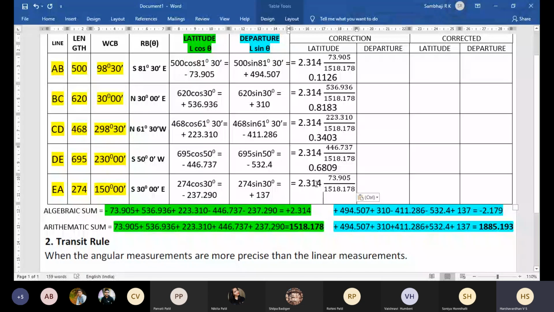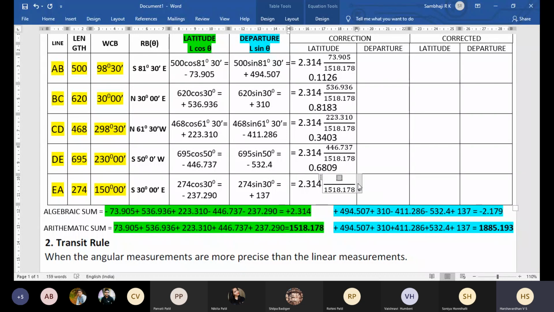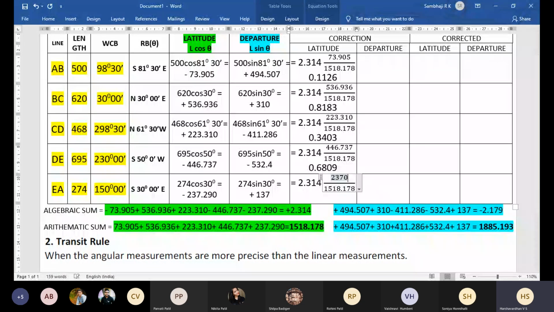Last line. Total error in latitude 2.314. Latitude of EA is 237.29. Arithmetic sum of latitude is 1518.178. Correction is 0.3616. Okay, I hope all the others are getting the same answer.